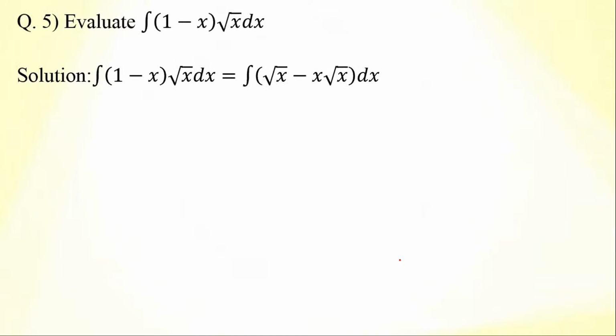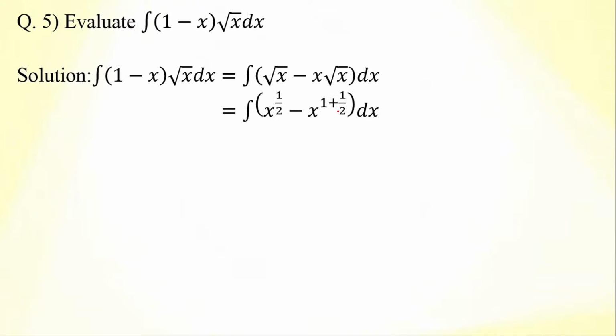Moving further, question number 5. So this is the question given to you this time, that integrate 1 minus x multiplied by root x. So in place of considering it as a product of two functions, multiply means root x is to be multiplied by 1, then root x is to be multiplied by x. So you'll get this function.